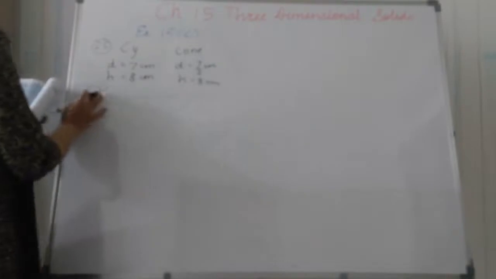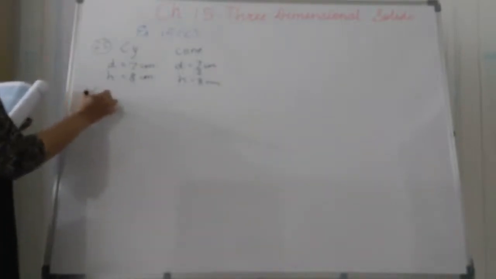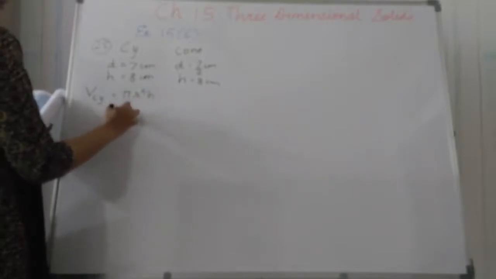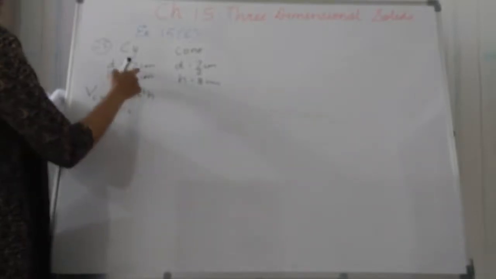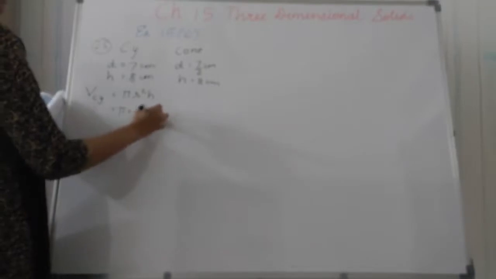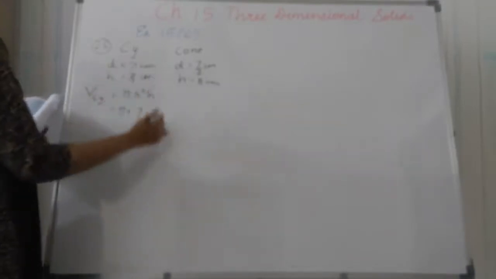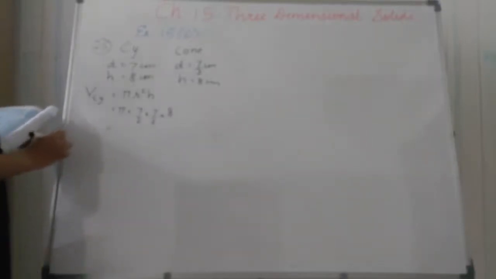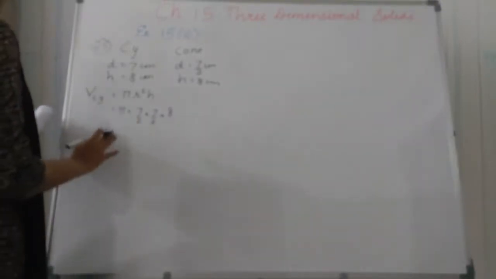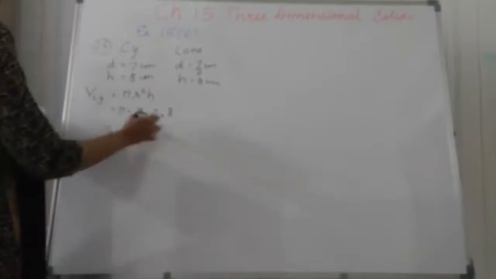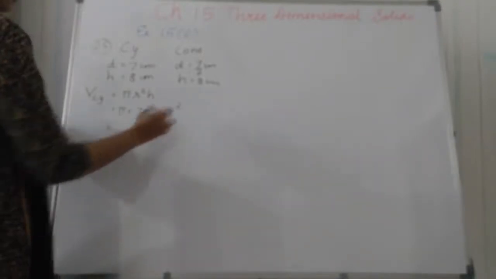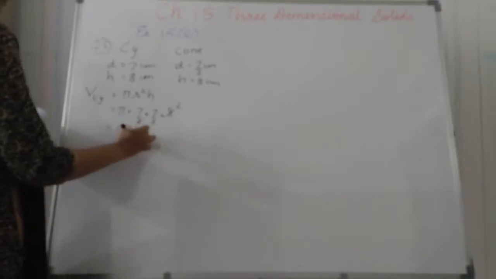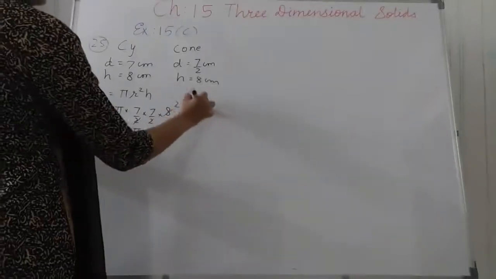So first of all we find volumes. So volume of cylinder, that is pi r square h. Pi, I do not place the value right now, and this is 7 by 2. Radius is half of the diameter, and height is 8. So now keeping this pi value as it is, 7 7s are 49. 2 2s are 4, 4 2s are 8. 49 2s are 98 pi is the volume of the cylinder.